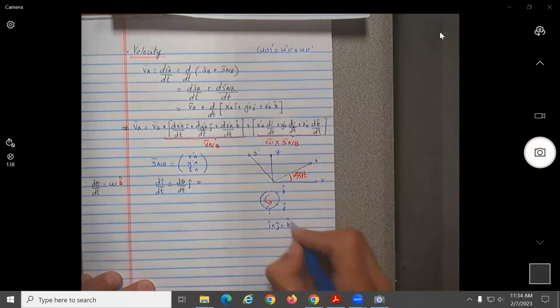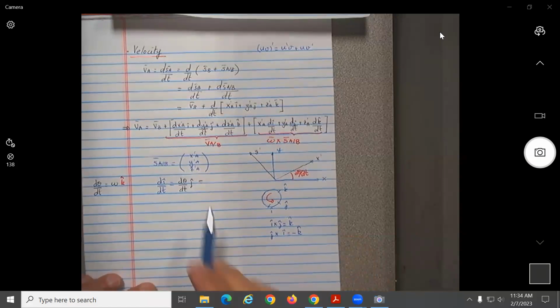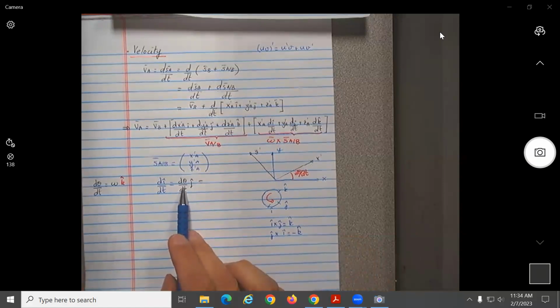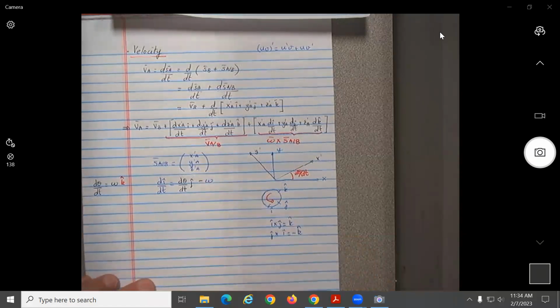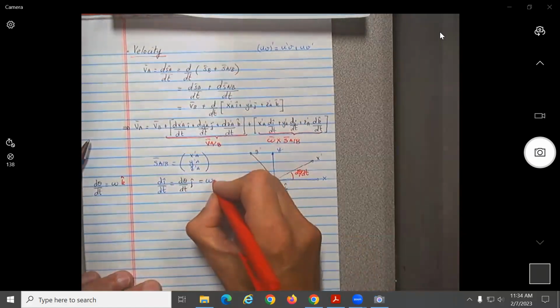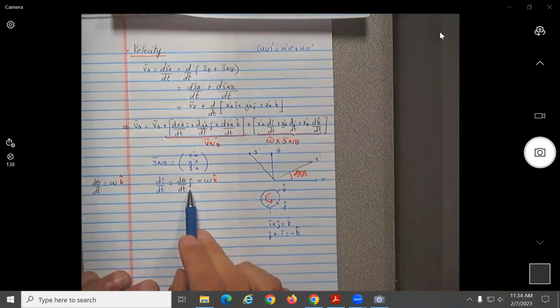Okay, let's do an easy one, J cross I. J cross I will be equal to what? Negative K, no? Okay, so you see, we know the omega, d theta dt is omega, correct? Which is supposed to go on the K. But we need here J. So what should we do then?